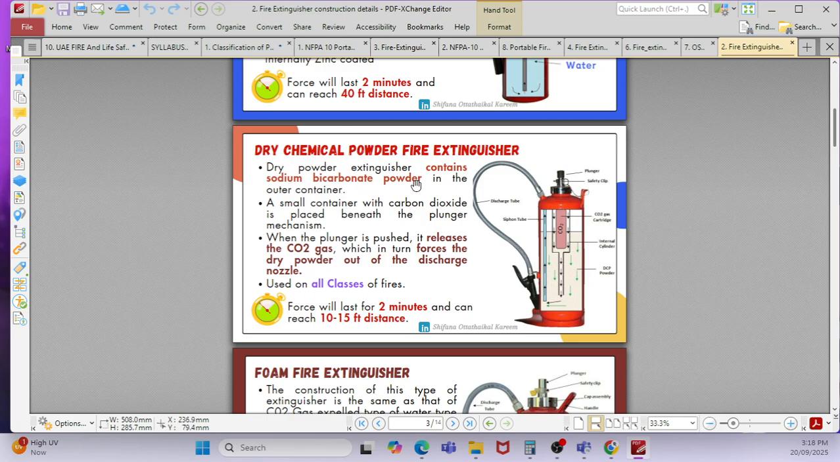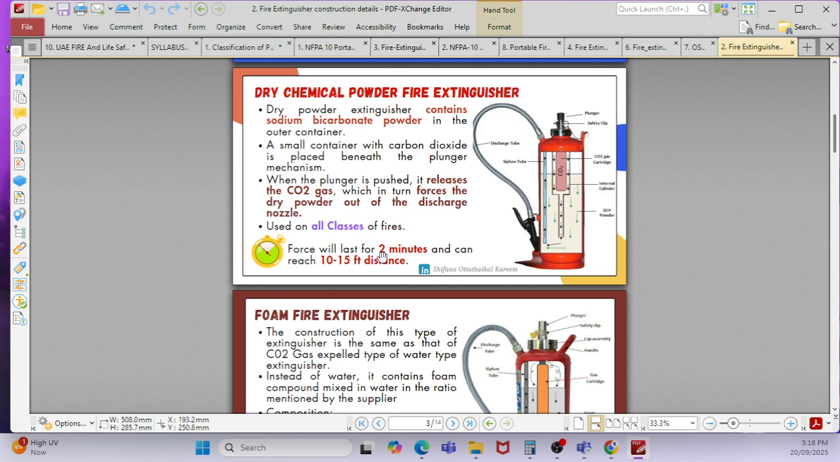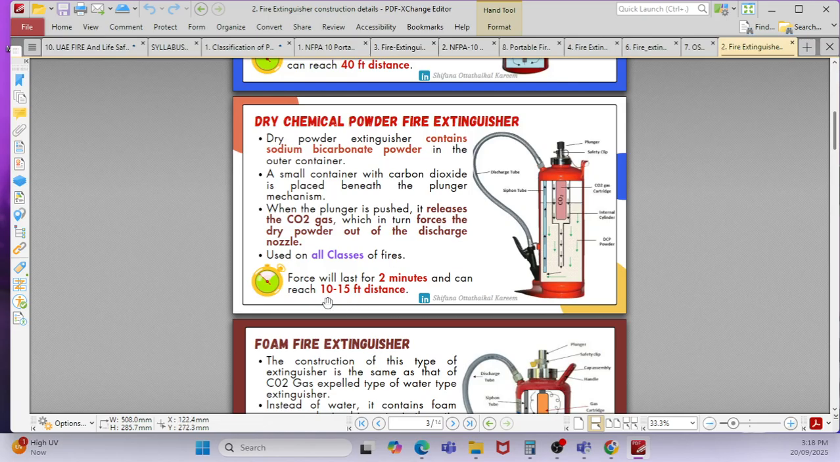Dry chemical powder, what is inside? It contains sodium bicarbonate powder. Okay, used on all classes of fires, dry chemical powders. And how long will the force last? It will work for 2 minutes, right? When you stop, it can work for 2 minutes.